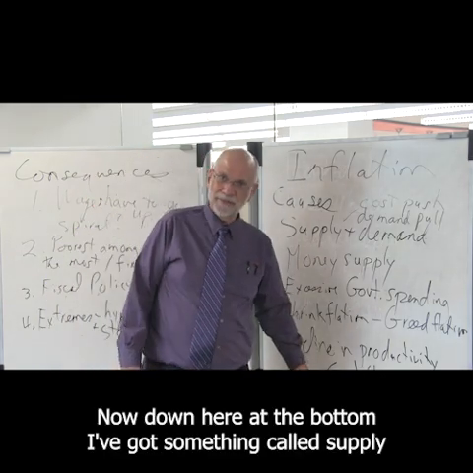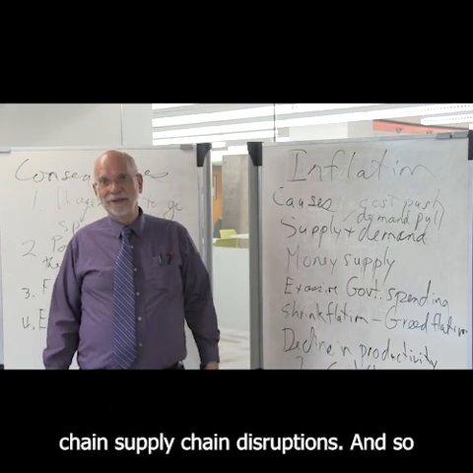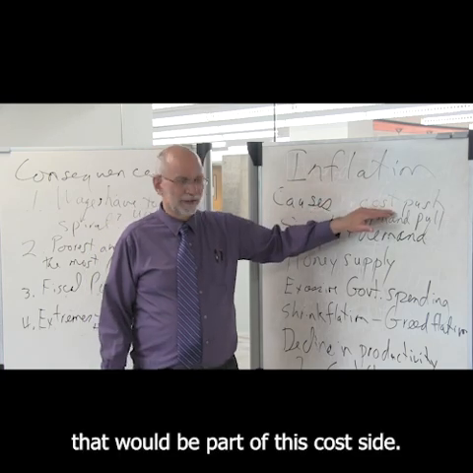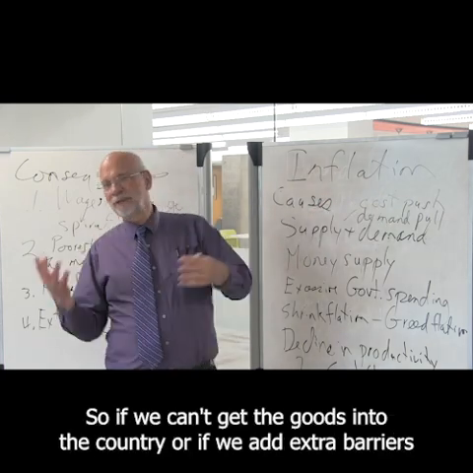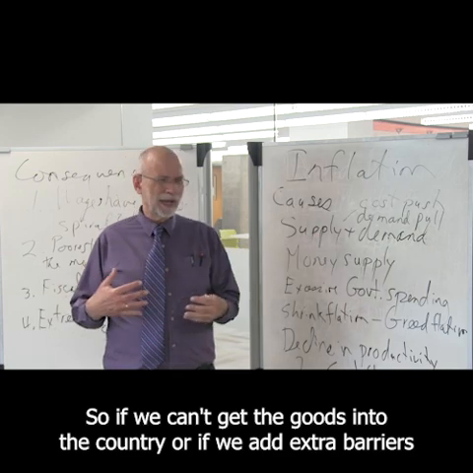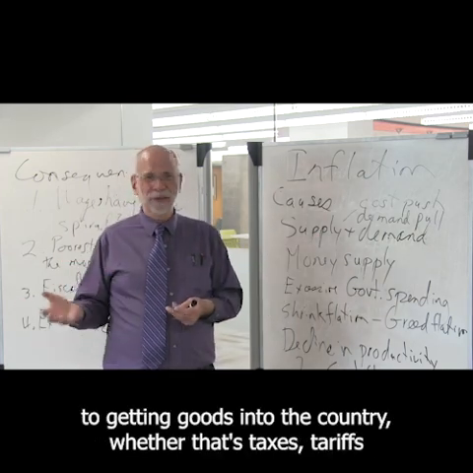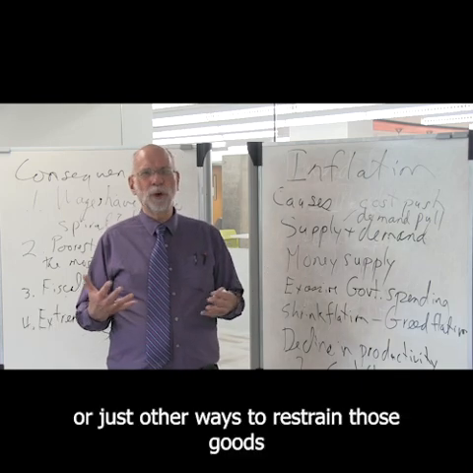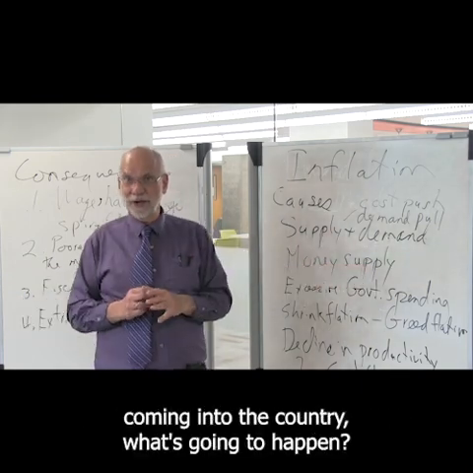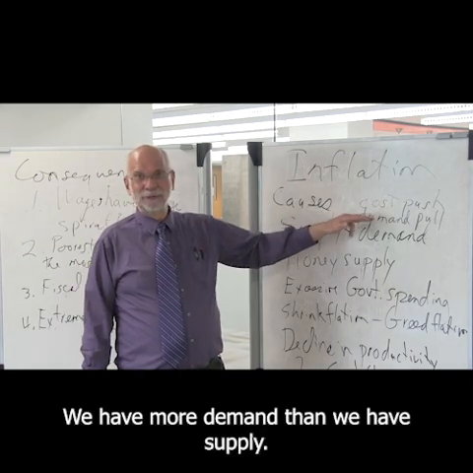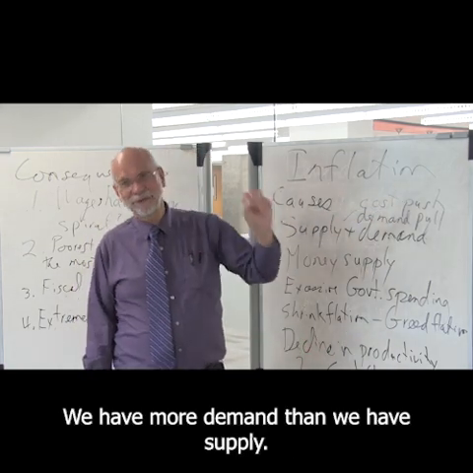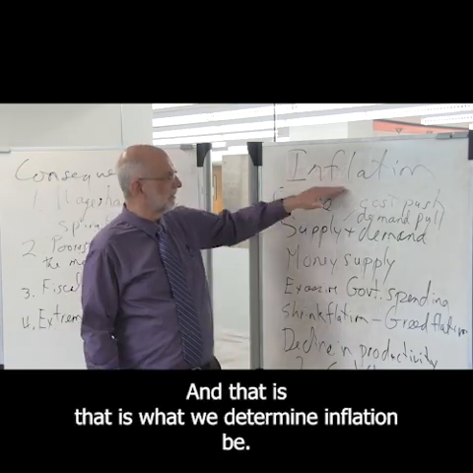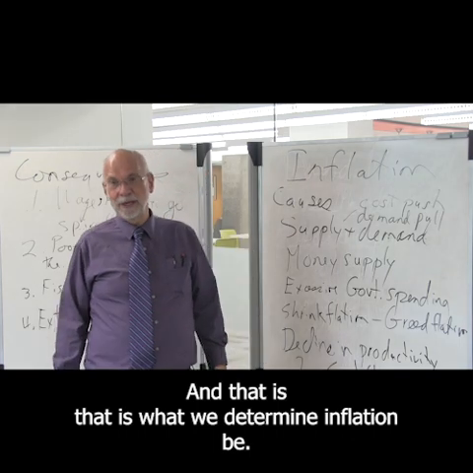Now down here at the bottom, I've got something called supply chain disruptions. And so that would be part of this cost side. So if we can't get the goods into the country, or if we add extra barriers to getting goods into the country, whether that's taxes, tariffs, or just other ways to restrain those goods coming into the country, what's going to happen? We have more demand than we have supply. And obviously prices will go up in that case. And that is what we determine inflation to be.